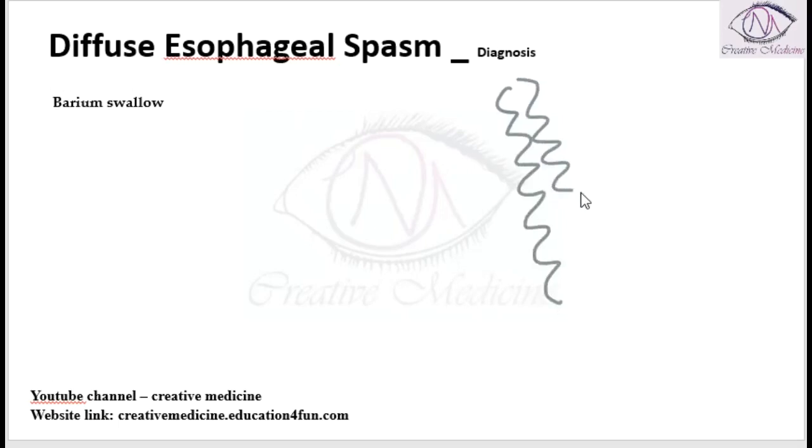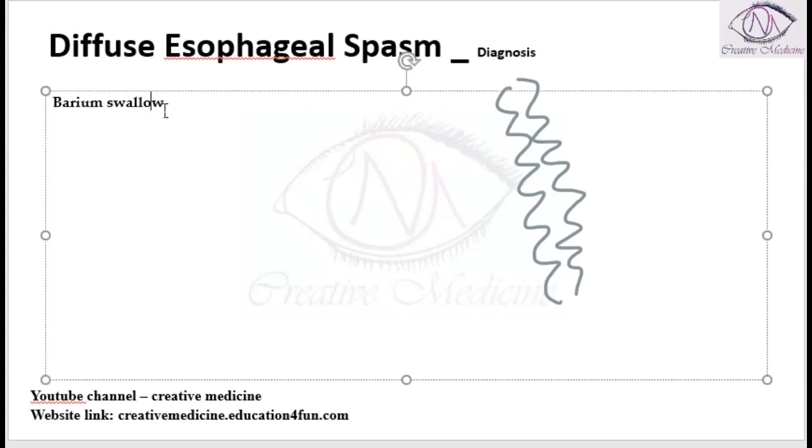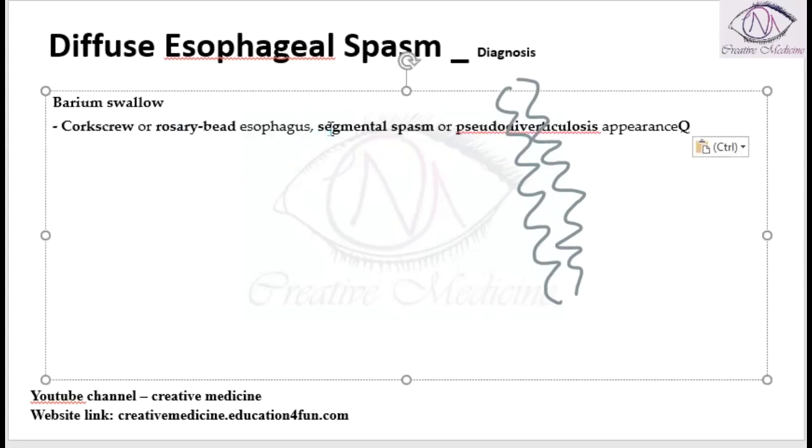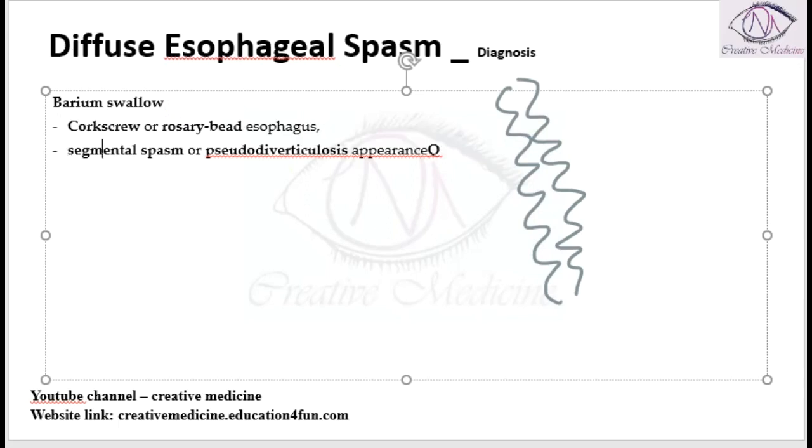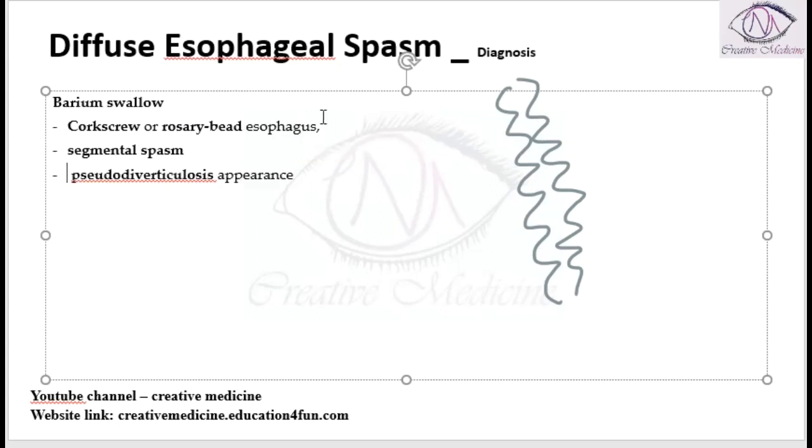Here, the barium swallow looks something like this, which is called the presence of a corkscrew appearance. It looks like a corkscrew, so there is presence of corkscrew or rosary bead appearance, or segmental spasm may be seen with pseudo-diverticulosis appearance on the barium swallow.